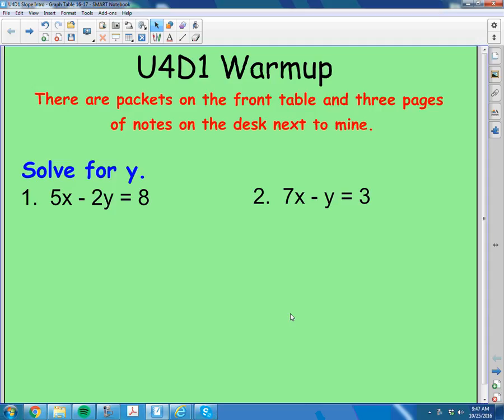So it says solve for y, right? In number one, what's our first step in order to solve for y? Aiden? Add an x on each side. Add 5x. If I add 5x to this side, what does this become?